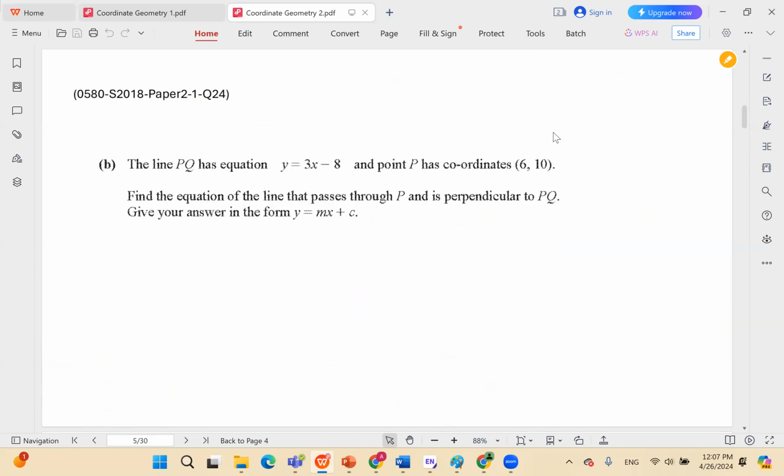The line PQ has equation y equals 3x minus 8. Point P has coordinates (6, 10). Find the equation that passes through P and is perpendicular to PQ.